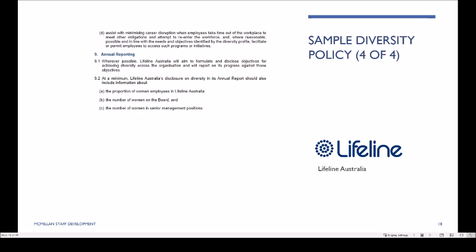So then the final element of this particular one is the annual reporting, and it just talks about how it's going to report on the diversity. Now, this is one example, and I picked this one because it's not the most complex one, and it's not the most simple one, but it's a really good example of a pretty standard policy on an issue and an organization's statement on where it stands on an issue, and in this case, diversity.